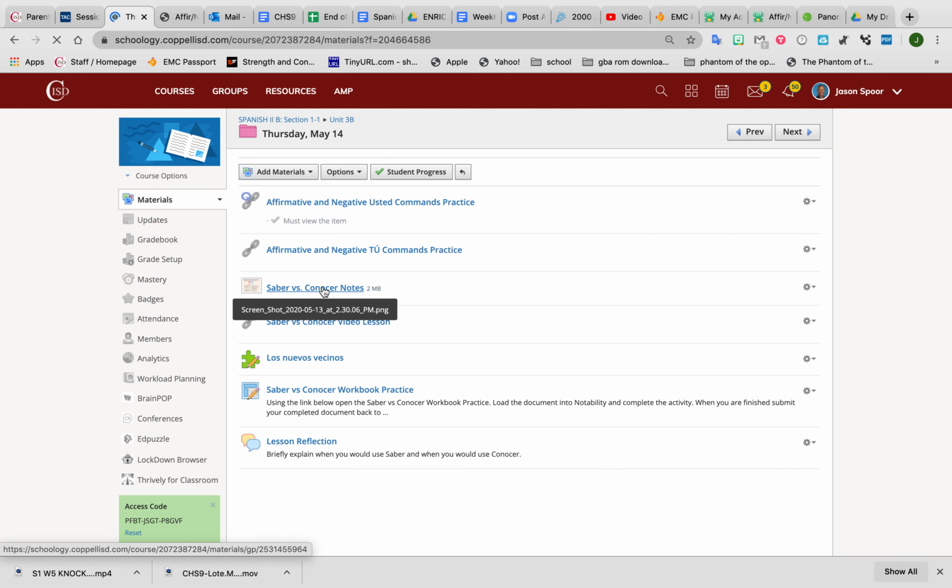Then you have saber versus conocer notes. Now, both these verbs mean to know. Saber means to know facts, information, something by heart, like, well, we used to know people's phone numbers by heart. Maybe you know words to a song by heart, so you'd use saber to express it, to say I know, or to say you know how to do something. Conocer means to know, but more in the sense of familiar with or acquainted with. So conocer is used to say that you're acquainted with someone, like you know them, or you're familiar with a place. Okay, that's what conocer means.